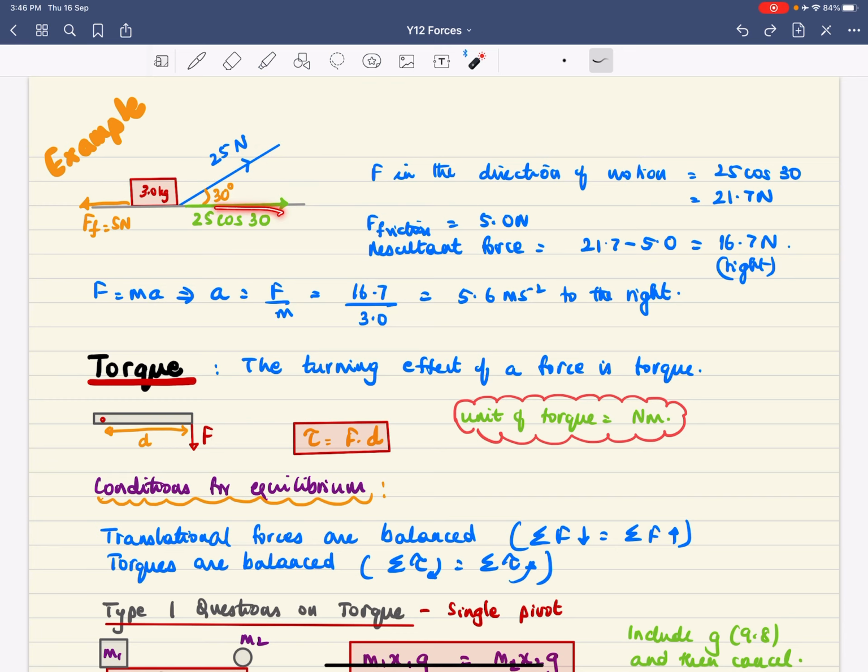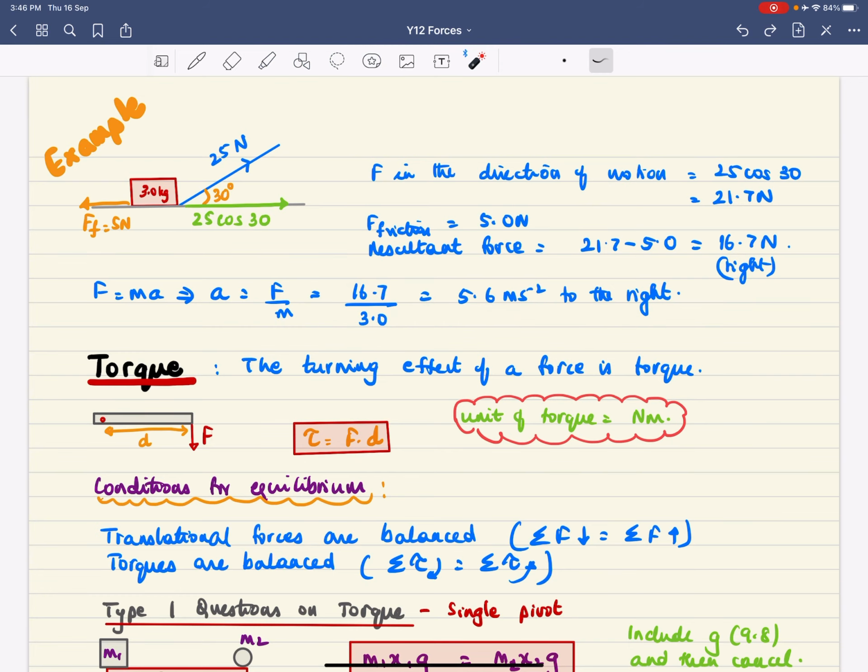So it's only the horizontal component of that 25 newtons, which you get by 25 cos 30, which is 21.7 newtons, is used to move the box forward. Now, however, there's friction that opposes motion. So your unbalanced force, or your resultant force, you've got to subtract the two, and you get 16.7 newtons to the right. Okay, include direction. And if you have to calculate acceleration, you use F equals ma, and I've just made the box 3 kilos, so you divide one by the other and you get your value for acceleration.